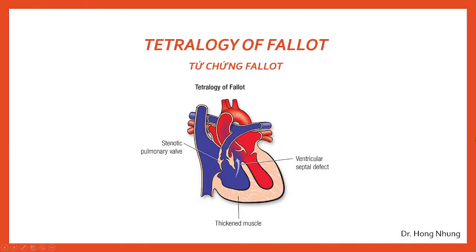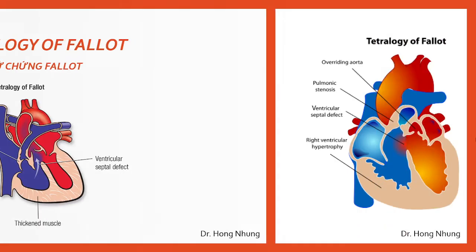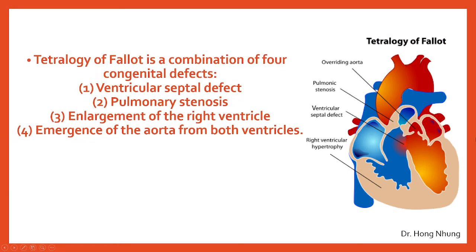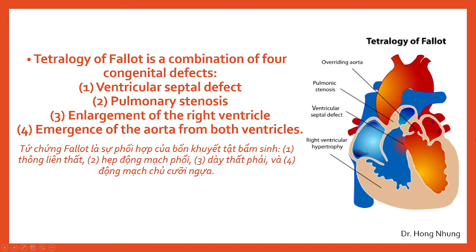The etiology of Tetralogy of Fallot. The etiology of Tetralogy of Fallot is a combination of 4 congenital defects. 1. Ventricular septal defect. 2. Pulmonary stenosis. 3. Enlargement of the right ventricle. 4. Emergence of the aorta from both ventricles.